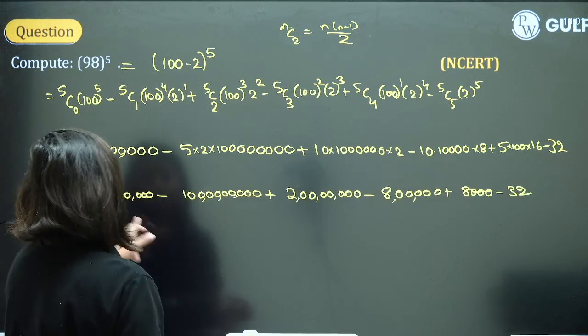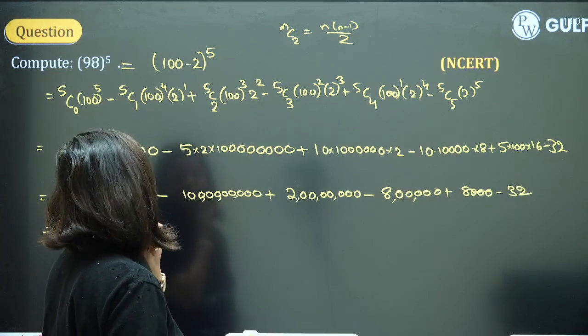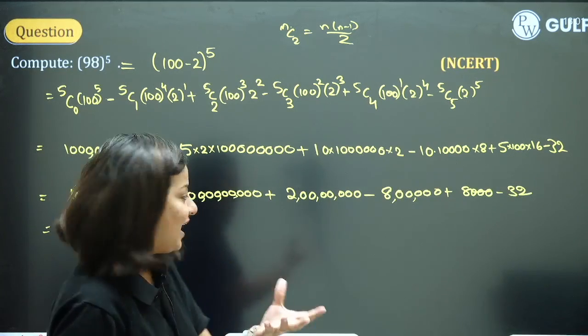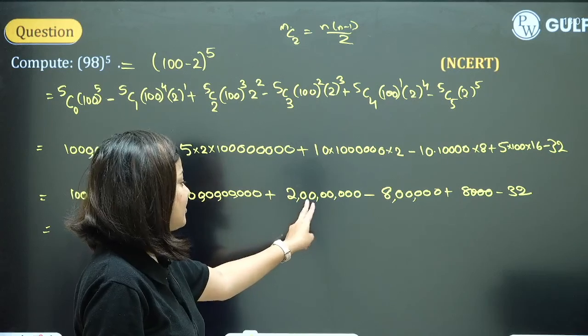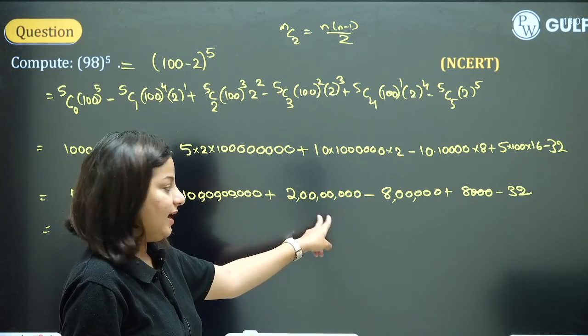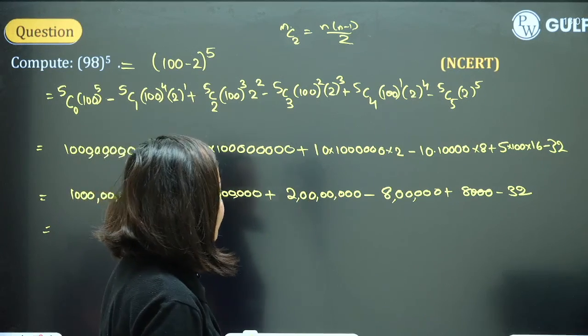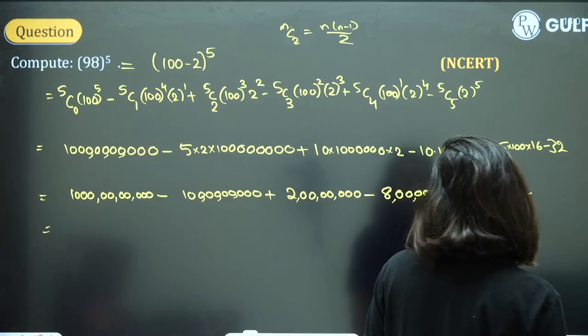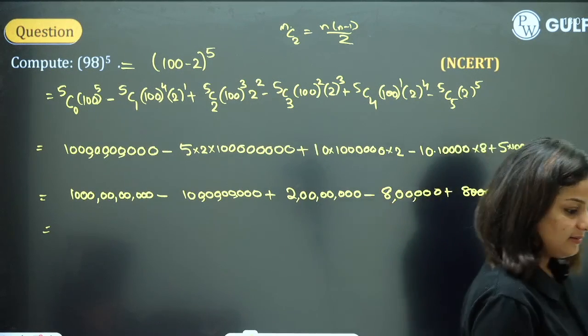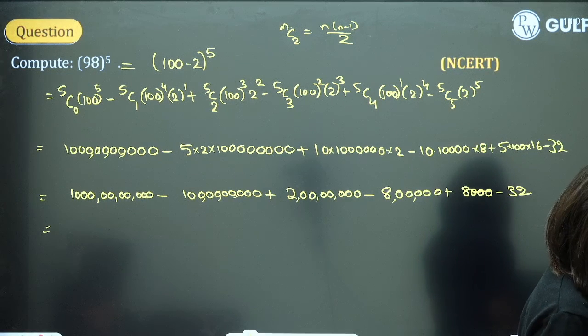So it's kind of 1000 crore minus 100 crore will be 900 crore. 900 crore plus 2 crore, 902 crore minus 8 lakh. How much is that?